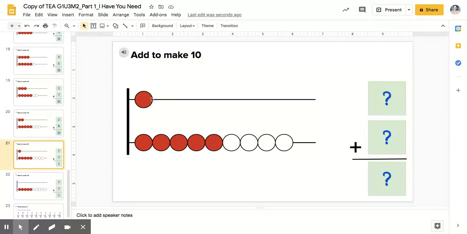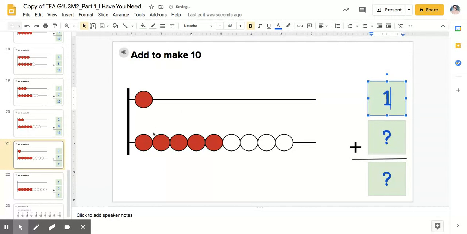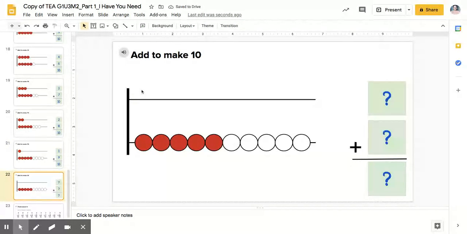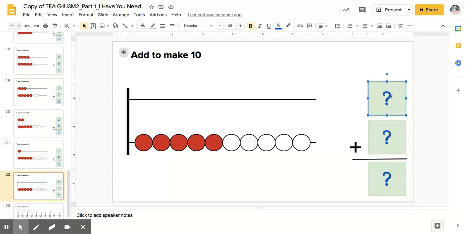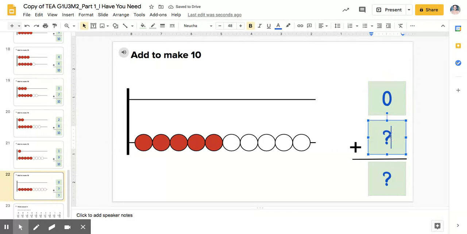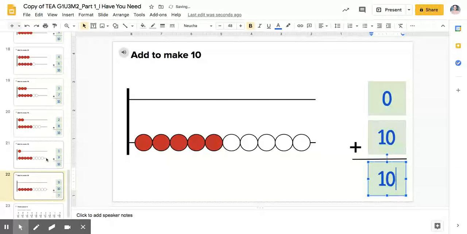Let's do another one. Count the top. I just see 1. Count the bottom. 1, 2, 3, 4, 5, 6, 7, 8, 9. Add that together. Gives me 10. 0 on the top, so I will just type 0 here. And how many does that give me on the bottom? I see 5 red, 5 white. I know 5 plus 5 is 10. So 0 plus 10 just equals 10.